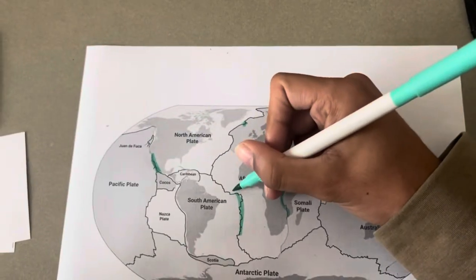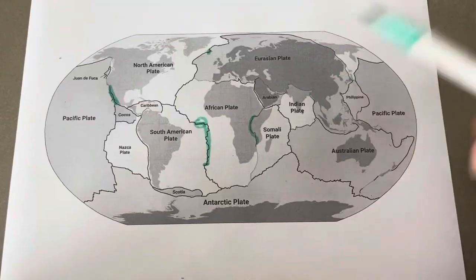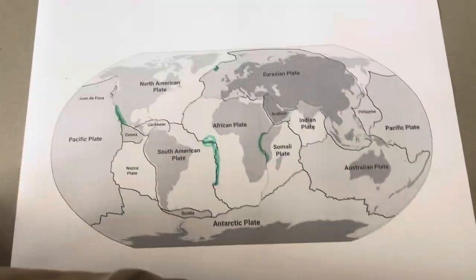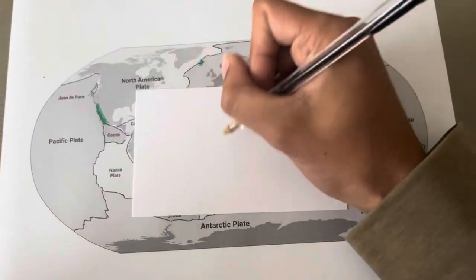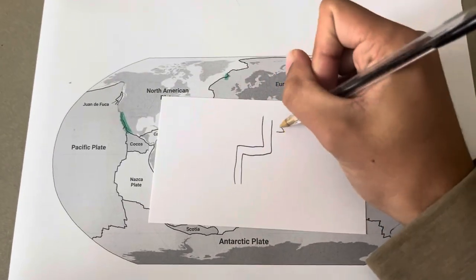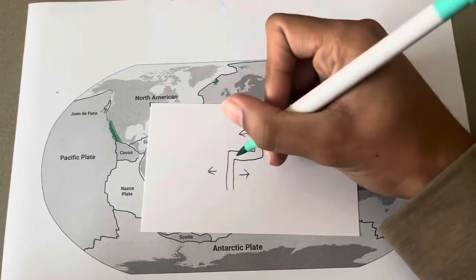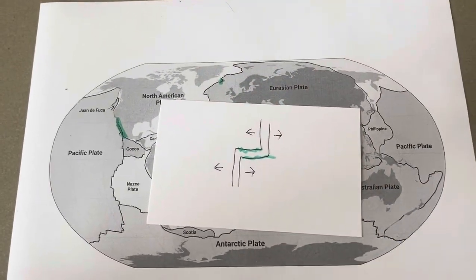Here we see some horizontal lines between the African plate and the South American plate. These lines represent rifts that occur because the two tectonic plates are moving away from each other, but they are pulling on each other, creating rifts, similar to what we see in the Somali plate and the African plate.